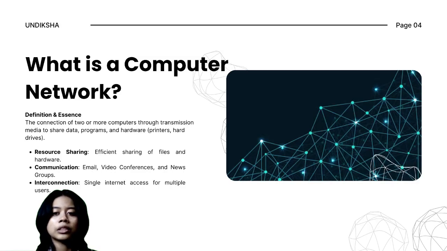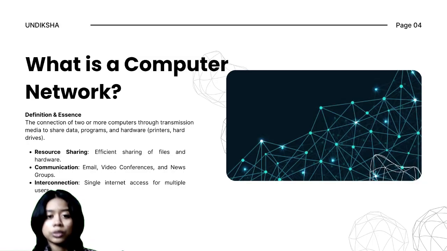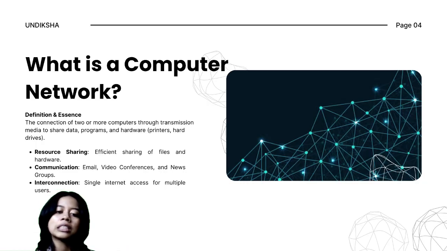The second one is communication. Networks empower users to transmit instructional materials and collaborate across multiple digital media channels, including electronic mail, real-time video conferencing, and specialized academic newsgroups. And the third one is interconnection. It establishes an undivided architecture where multiple local workstations can tap into a single high-speed gateway to access broader public information structures.